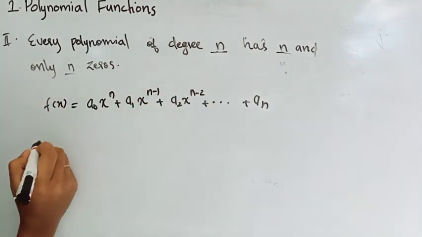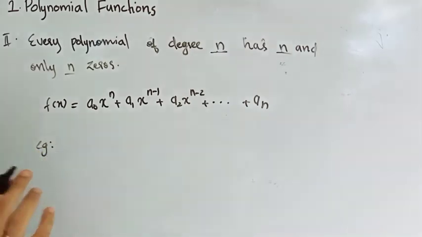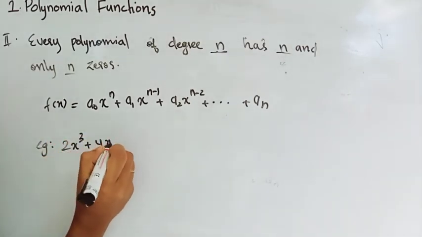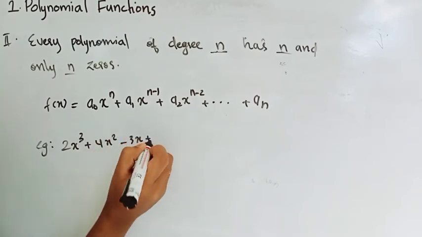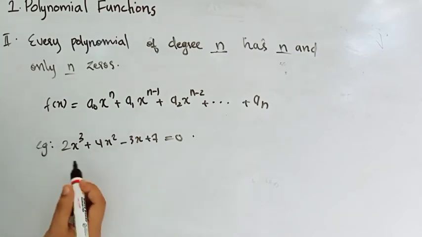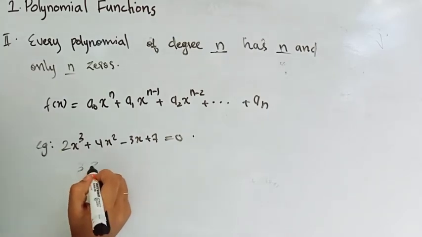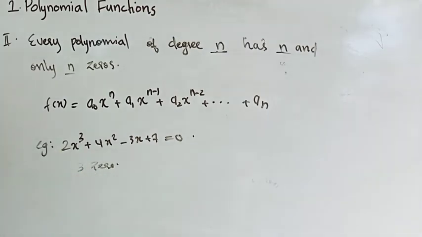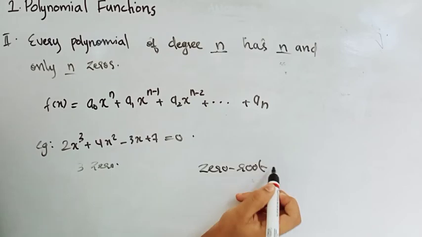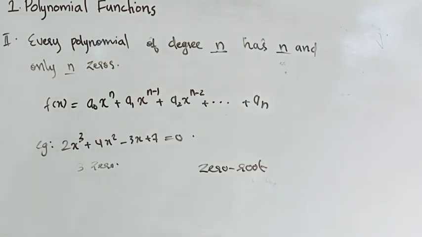Let us consider an equation to make it clearer: 2x cube plus 4x square minus 3x plus 7 equal to 0. For this equation, we will have only 3 zeros. Also, you may be confused about the term zero. Zero is also known as a root of the polynomial. We have discussed that earlier.